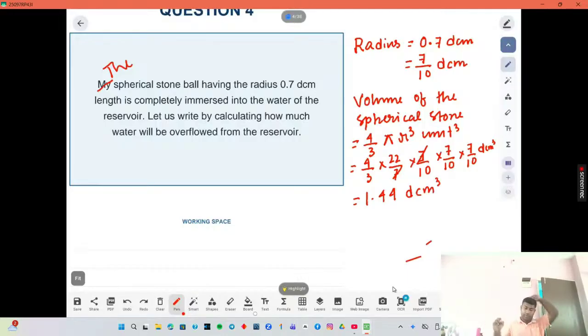So what we can see here is that when we completely immerse the spherical stone into the water which contains the reservoir, then 1.44 decicube of water will be overflowed from the reservoir containing the water. Okay, so I will move to the next question now.